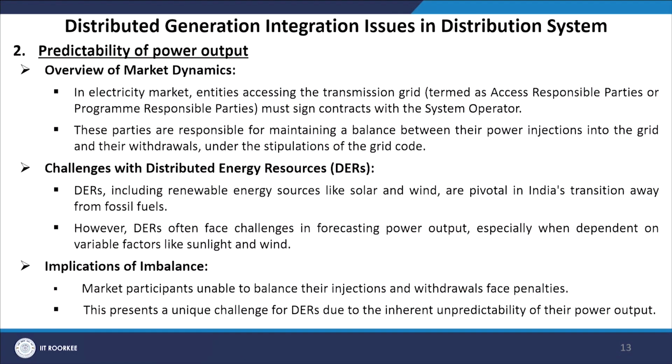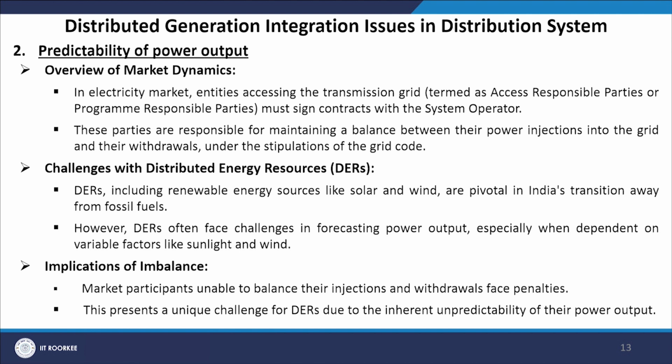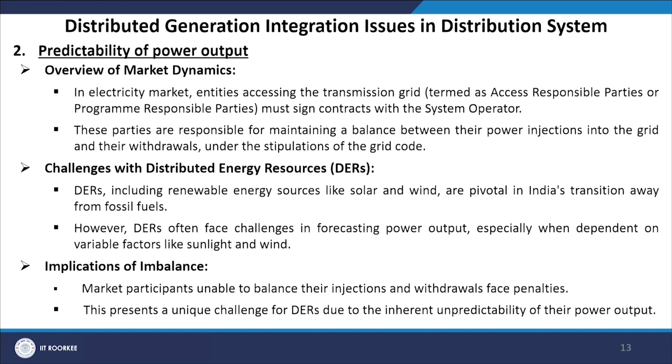However, DERs often face challenges in forecasting their power outputs, as I told a bit earlier, because they are not sure about how much power is available to them in the next 15 minutes or 30 minutes. And hence it is very difficult for them to give some assured guarantee of commitment of energy to a competitive market, especially when dependent on variable factors like sunlight, wind, humidity, etc. Now, due to which there is an implication of imbalance issues. Market participants unable to balance their injection and withdrawal may face penalties.